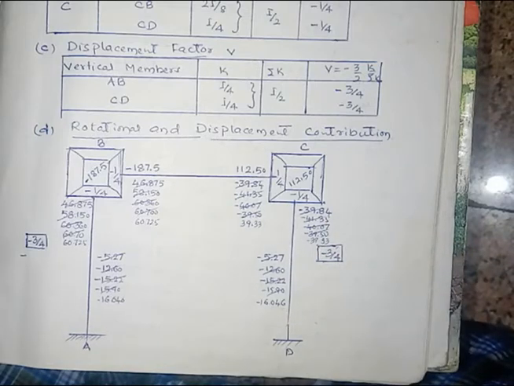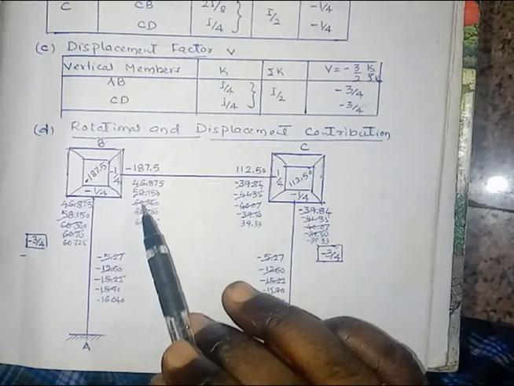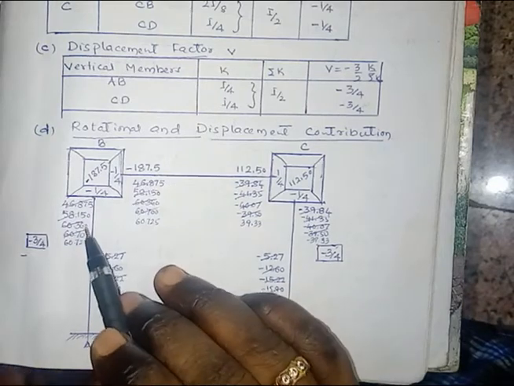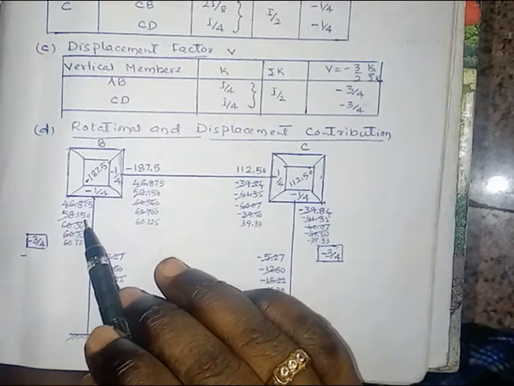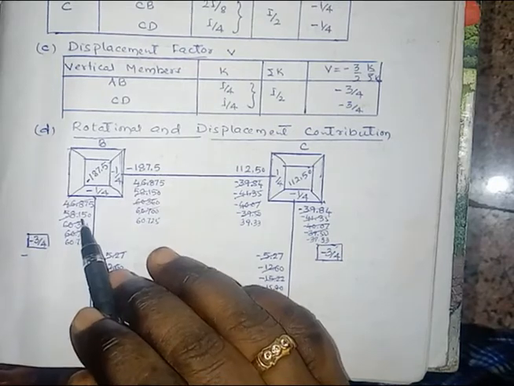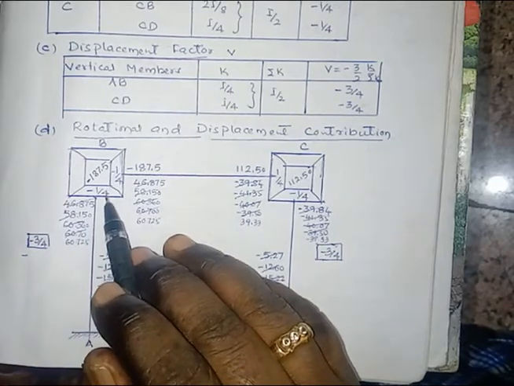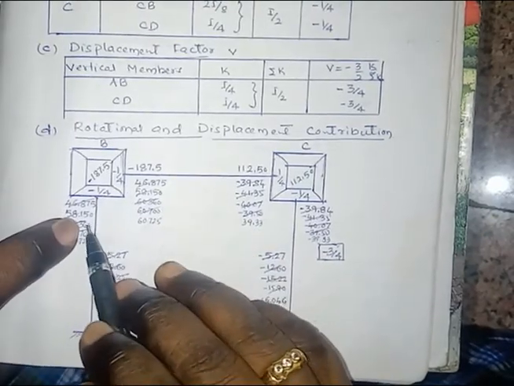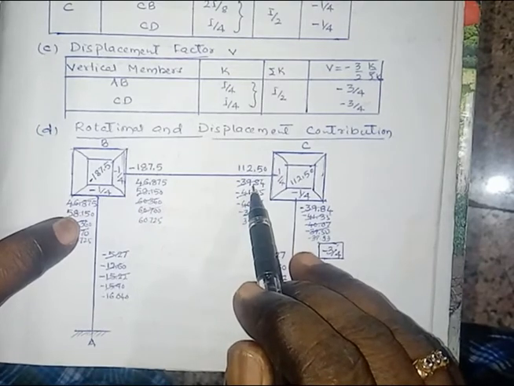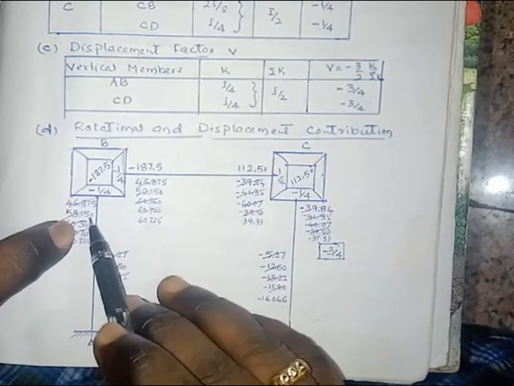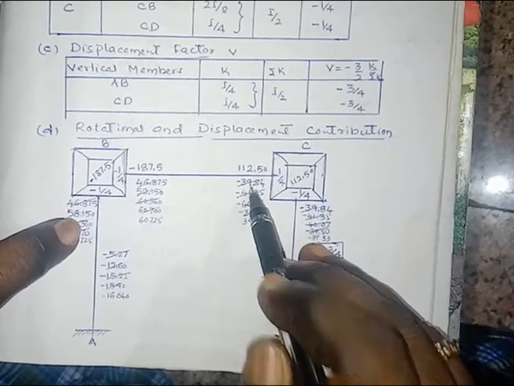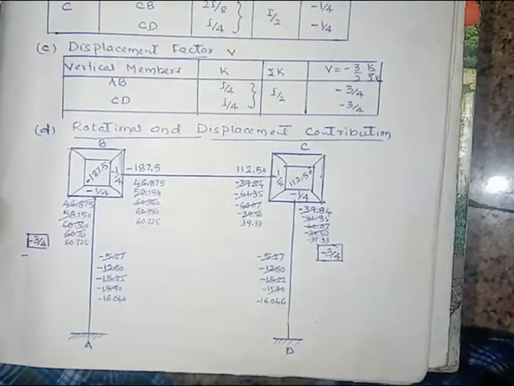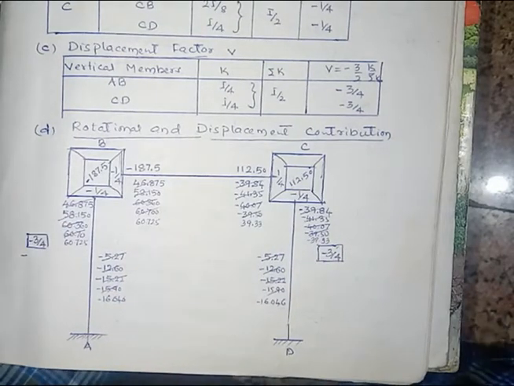Now the first cycle is completed. Then now we can calculate the second cycle values. M dash BA is minus 1 by 4, the rotational factor, inside the bracket minus 187.5 plus the far end contribution, that is minus 39.84, plus the displacement contribution, which is minus 5.27.